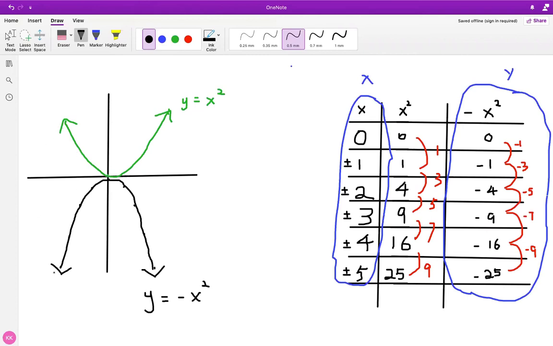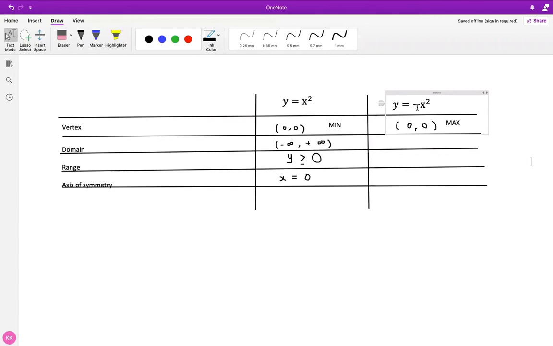Actually, y equals negative x squared is a reflection of y equals x squared using the x-axis as the reflection line. Imagine the x-axis is your reflection line, and I reflect this graph using the x-axis, and I get this image here. So we have figured out y equals negative x squared. The vertex is at 0, 0, the same as y equals x squared. But be careful: for y equals x squared the vertex is at the minimum point, while for y equals negative x squared the vertex is at the maximum point.